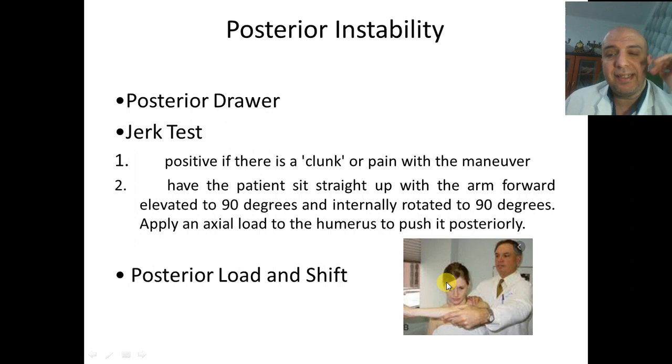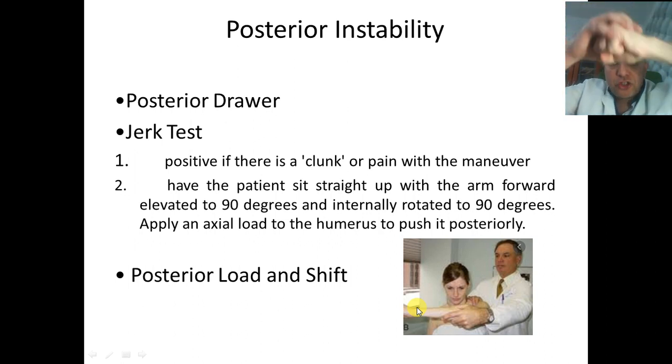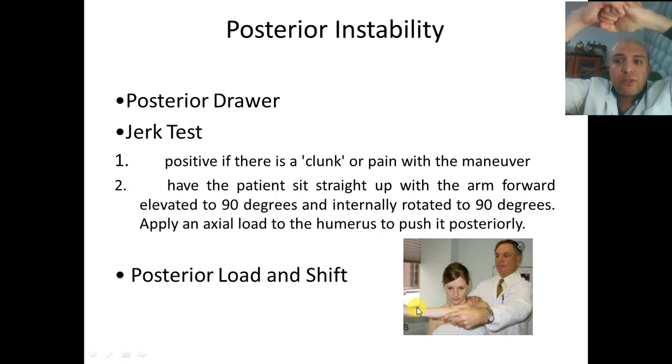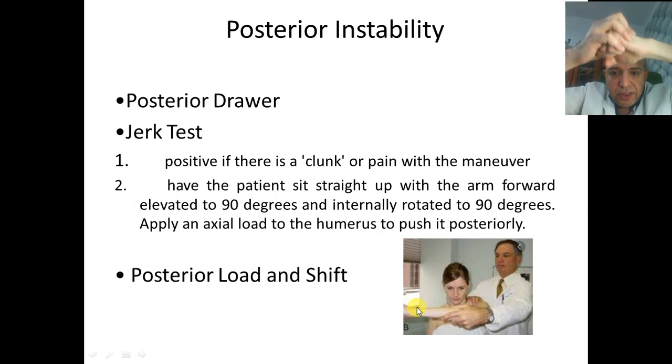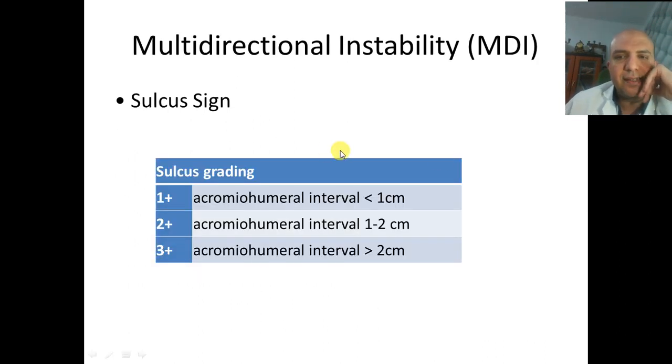Jerk test, in the supine, not in the standing. You do forward flexion of 90 and flex the elbow and push the elbow back, trying to dislocate the humerus posteriorly. This is the jerk test.